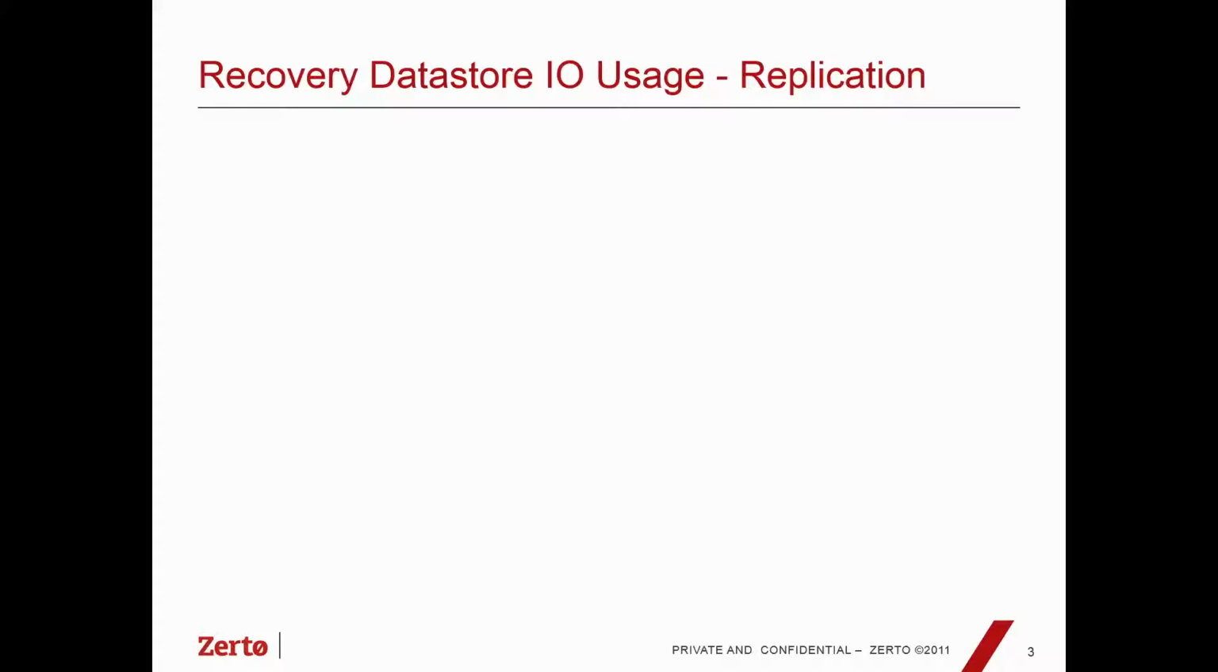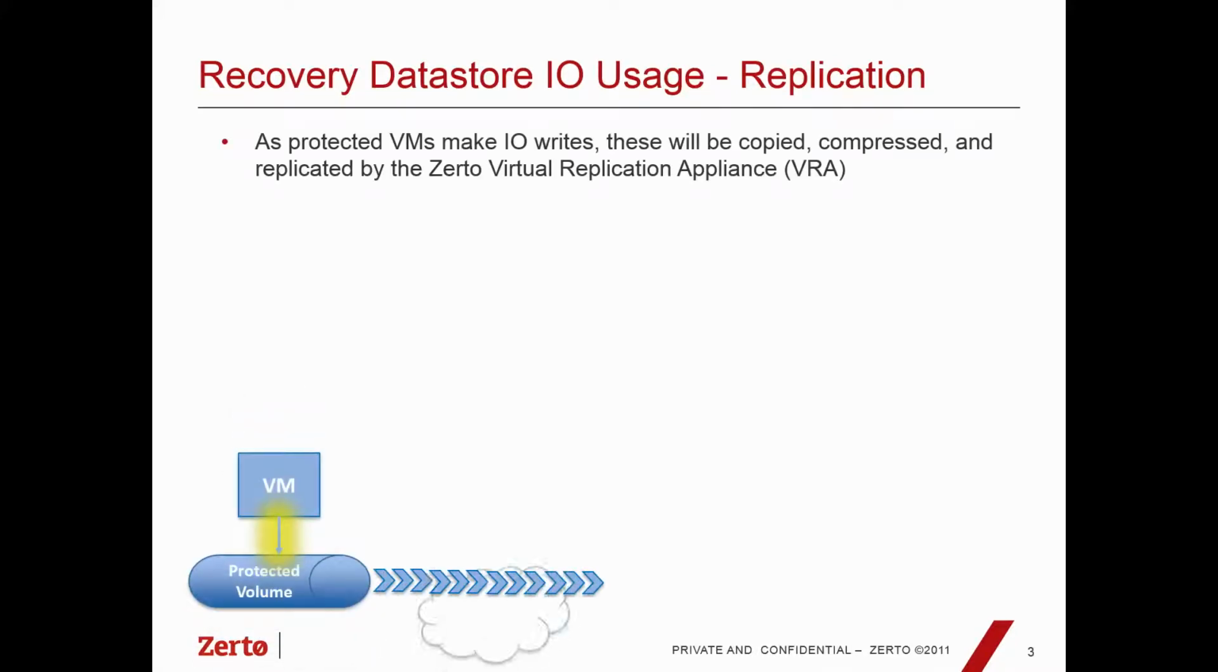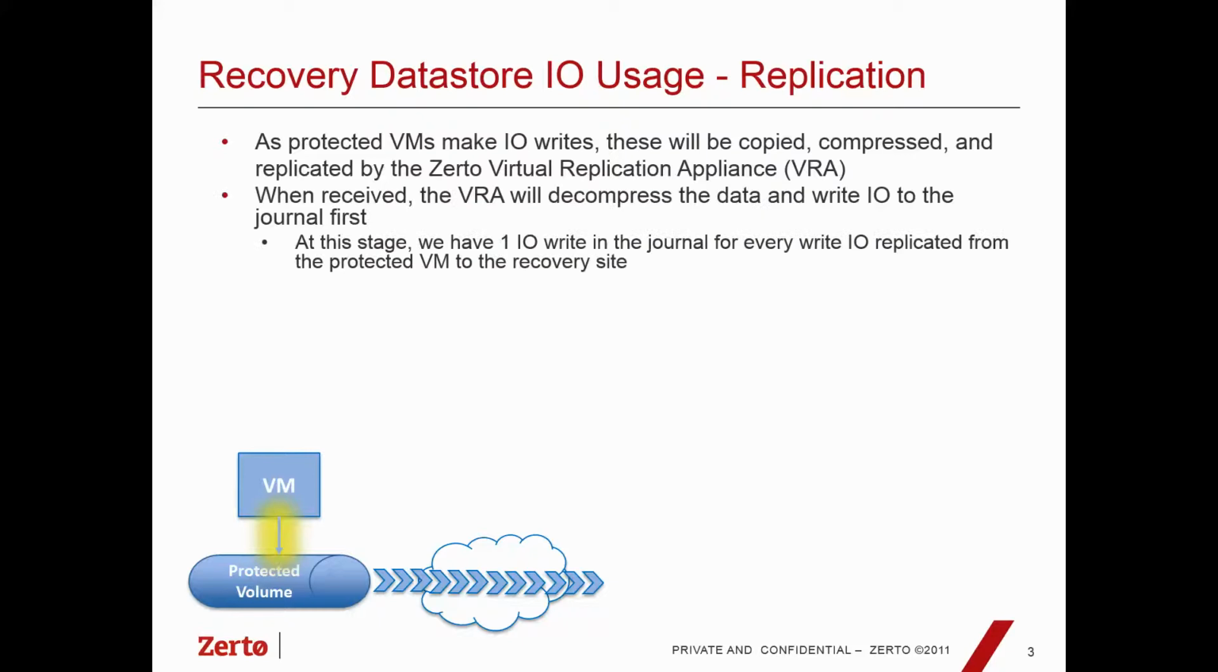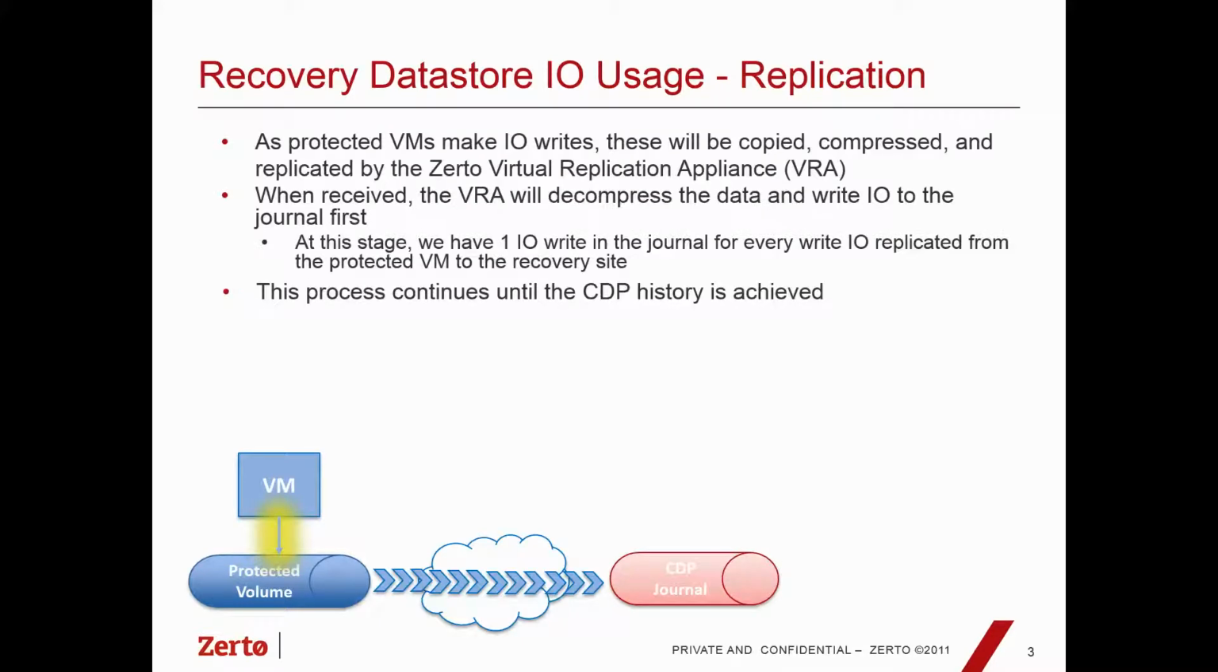So during ongoing replication, as protected VMs make writes, these will be copied, compressed, and replicated by the production side virtual replication appliance. When they're received by the DR side VRA, the data will be decompressed and then written to the journal. At this stage, for every write taken by the protected VM, there's generally going to be one write within the CDP journal at the recovery site. This process is going to continue as we continue to protect the virtual machine.